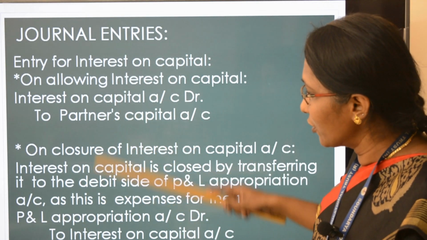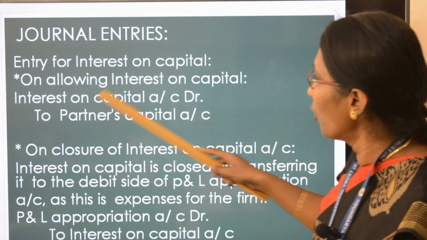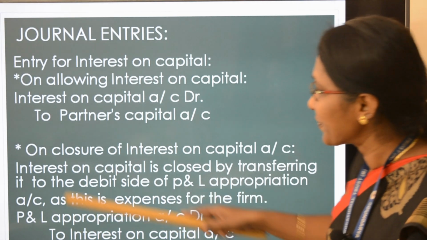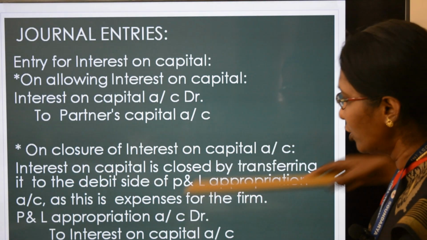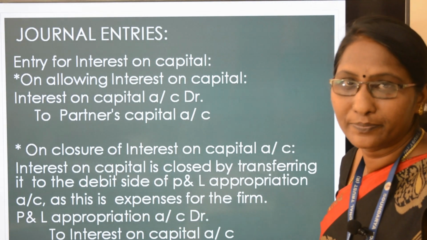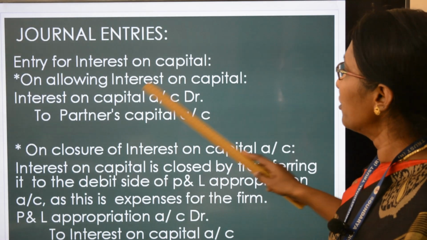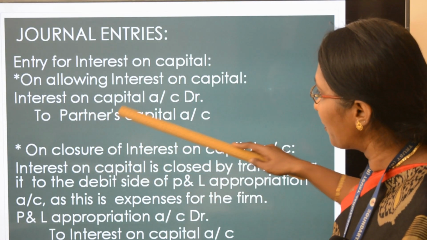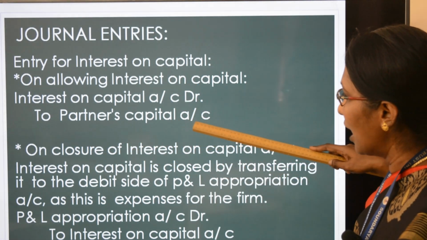Here I have given two journals. One on allowing interest on capital. What is the journal? On closure of interest on capital account. What is the journal? Shall we see? On allowing interest on capital, the journal is interest on capital account debtor to partner's capital account.